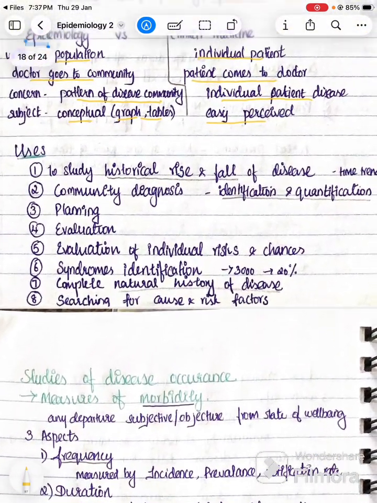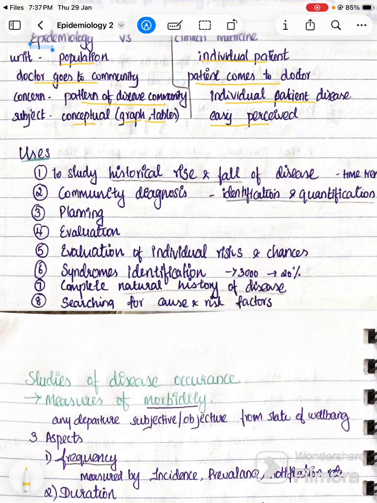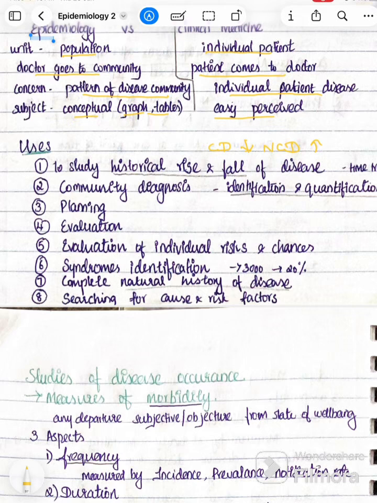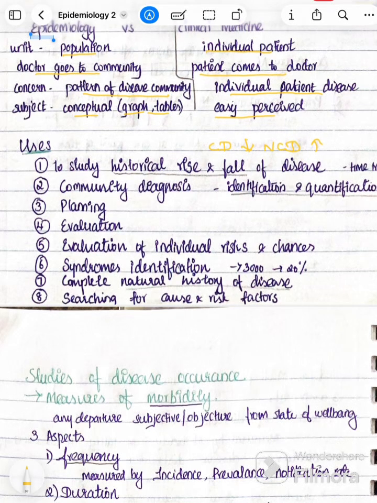Uses of epidemiology: to study the historical rise and fall of disease. For the past 50 years, communicable diseases are coming down and non-communicable diseases are rising. Next, community diagnosis. In a particular community, what diseases are prevalent, to identify and quantify how much it is. Then planning. In some countries, hospitals are unnecessarily built and equipment obtained without knowledge of the disease in the community. If we know the disease problem in a particular community, we can allocate resources according to the need of that community. For example, whether a tertiary hospital is needed or not, or whether a particular screening program is necessary or not.